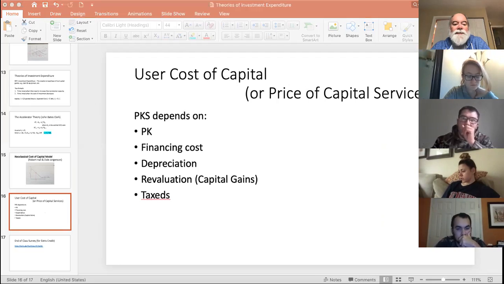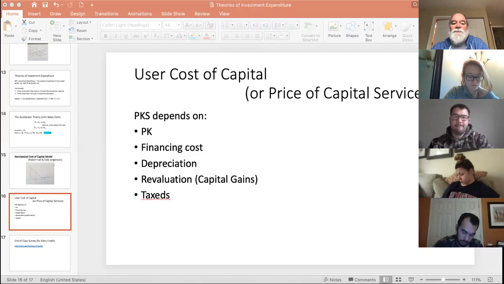So what Hall and Jorgensen asked is they posed the question, what would it cost a firm to rent a machine for an hour, a day, a week, or a year? What would it cost a firm to rent a machine? Let's give a specific example.